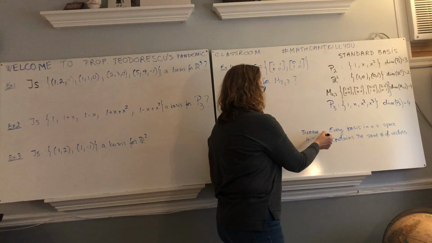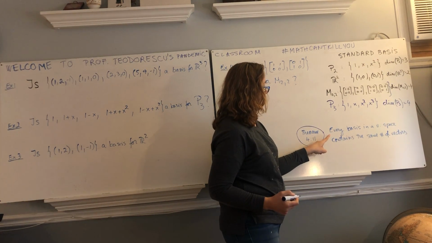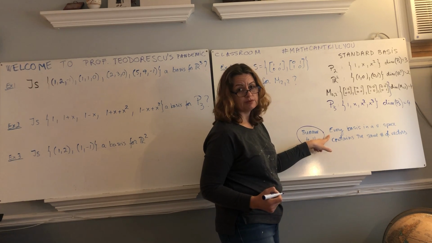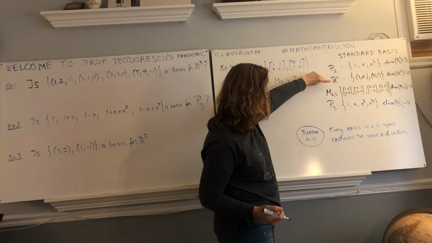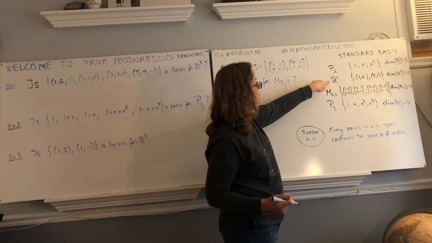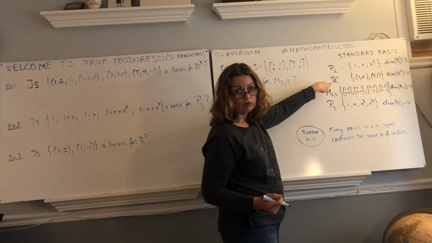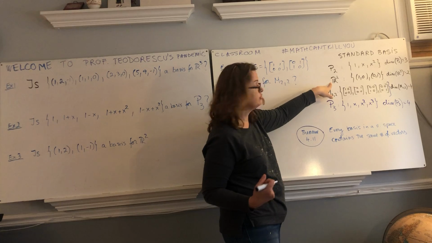Now there's a theorem in section 4.5 that states that every basis in a vector space must contain the same number of vectors. So because we have a basis with 2 vectors in R2, we cannot have another basis in R2. We can't have a set that generates all of R2 that has 3 vectors.